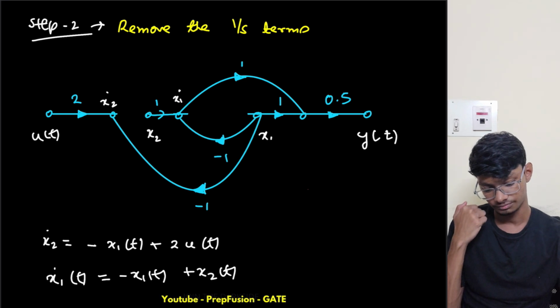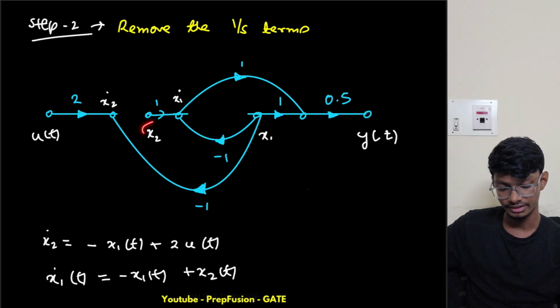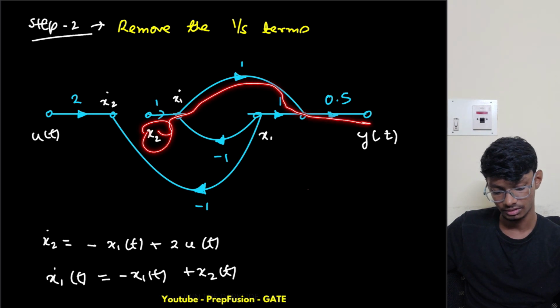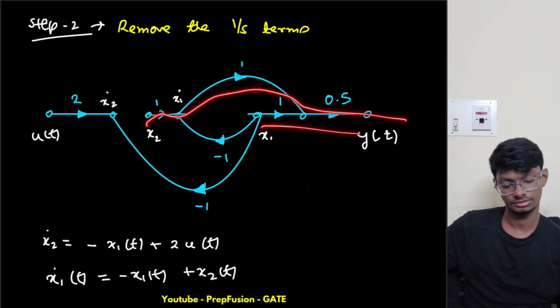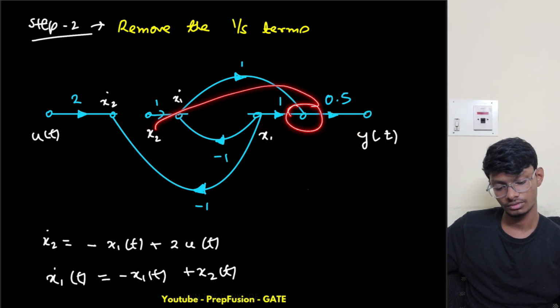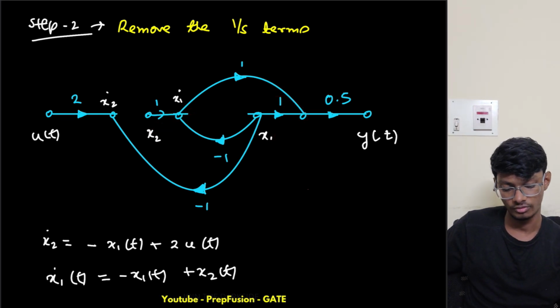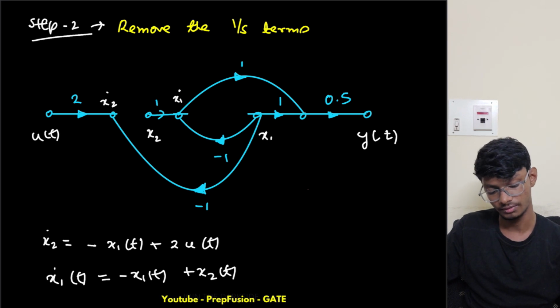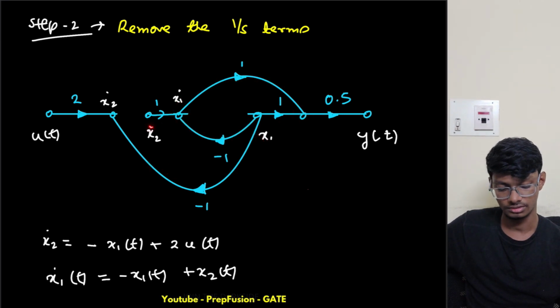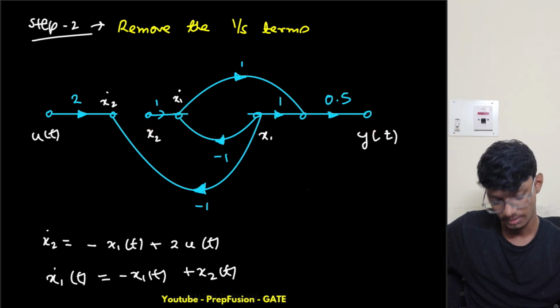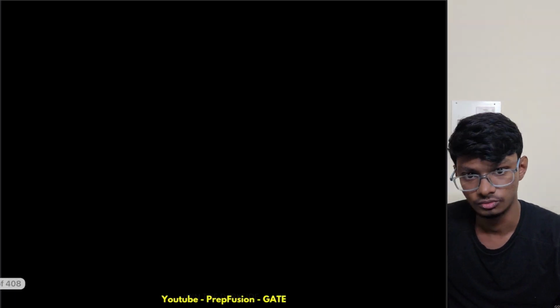Now what is y equal to? This x2 is coming over here, and this x1 is also coming over here. Two of them are coming here. So at this point the value is x1 plus x2. If you use Mason's formula, you can also see we don't have any loops anyway, so it will simply be the addition of both forward path gains. You do that, homework is for you.